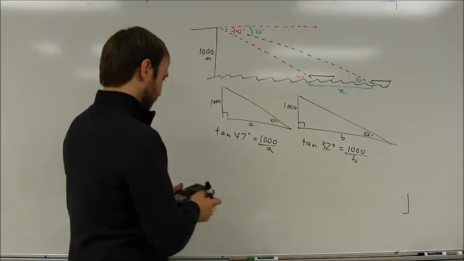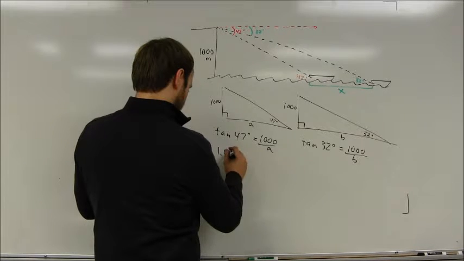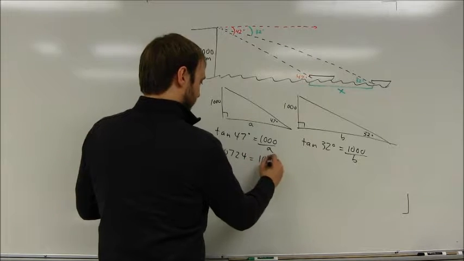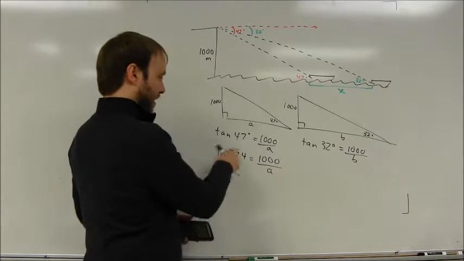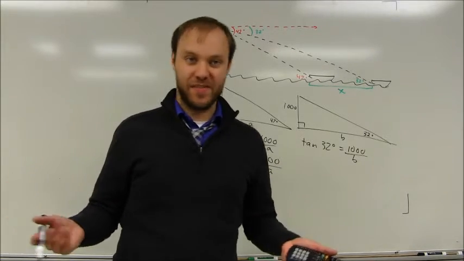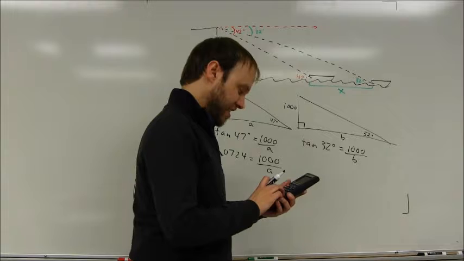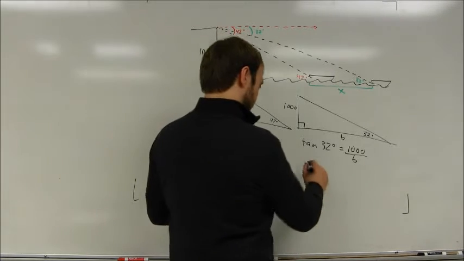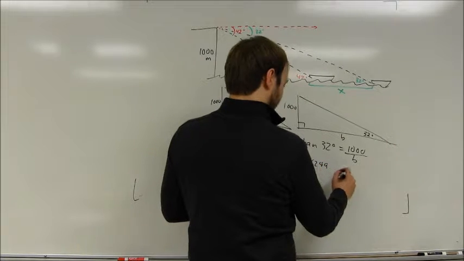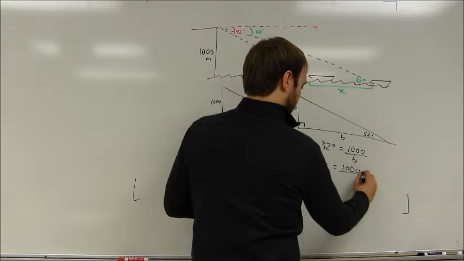Tangent of 47 is about 1.0723. We'll round here to 1.0724. And that's equal to 1,000 over A. Again, approximate answer here. You may want to leave all this in your calculator till the end and get a little bit more precise answer. Tangent of 32, meanwhile, is approximately 0.6249, and that's equal to 1,000 over B.